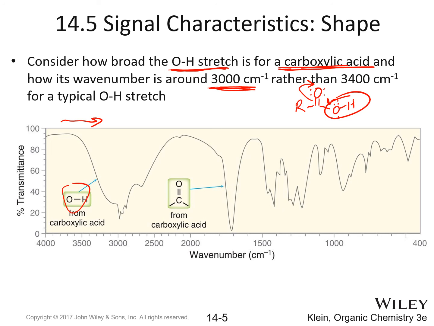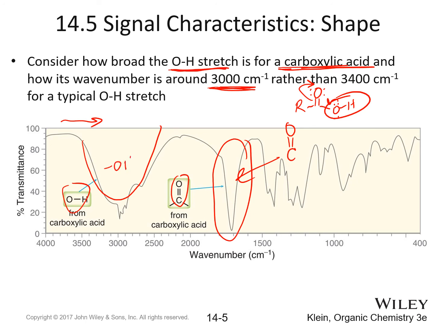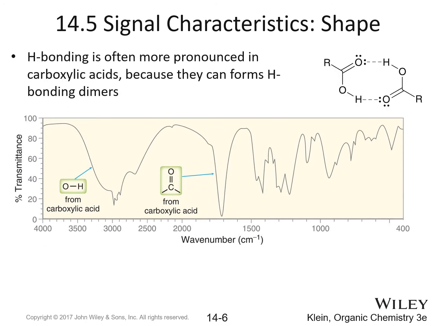Also, a diagnostic signal from a carboxylic acid is that carbonyl. It's a very intense peak due to the polarity. That's that C double bond O. And then this broad peak here, that's due to the OH. So, when you see this broad OH and this carbonyl peak, you know you're dealing with a carboxylic acid. If you see a broad OH peak and no carbonyl peak, you're most likely dealing with an alcohol. The hydrogen bonding found in carboxylic acids is often more pronounced because carboxylic acids can form dimers. So it is a very intense, pronounced broad peak, shifted a little bit further to the right as compared to an alcohol.